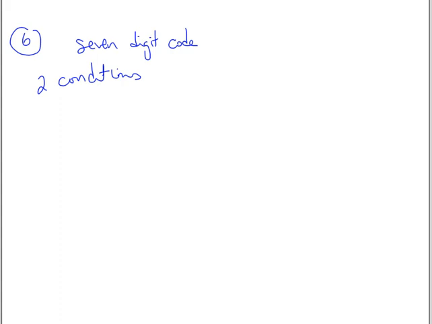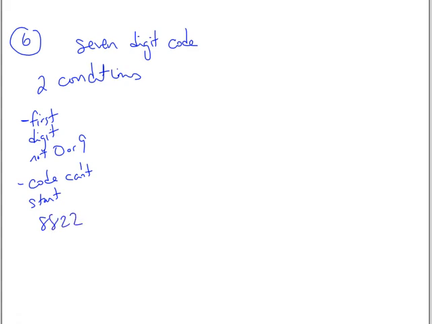So here they are. The first digit cannot be 0 or 9. And the code cannot start with 8822 for some reason, I don't know, or it cannot start with 7733. All right. So we're going to treat this as 2 separate pieces.